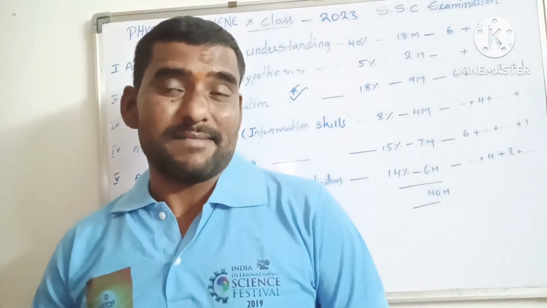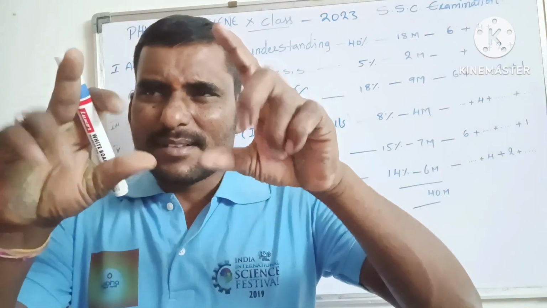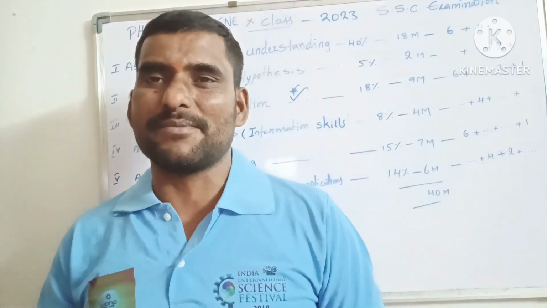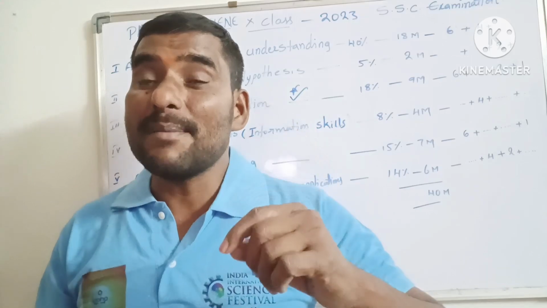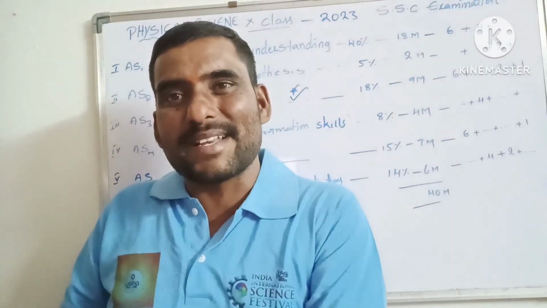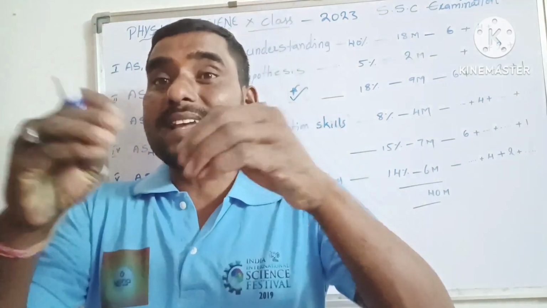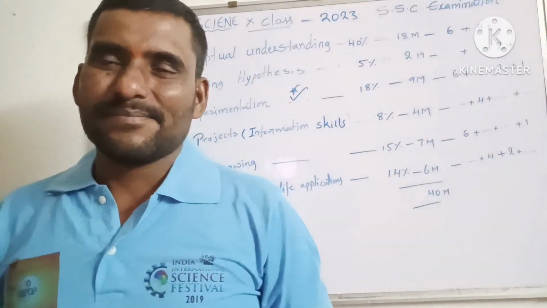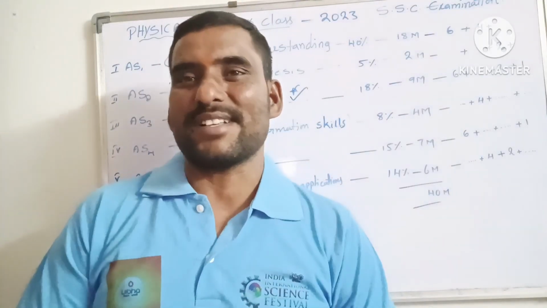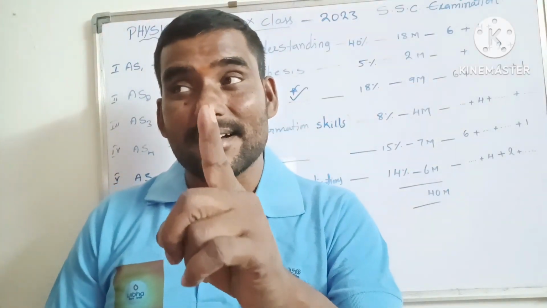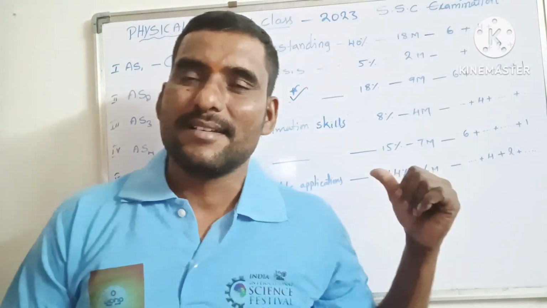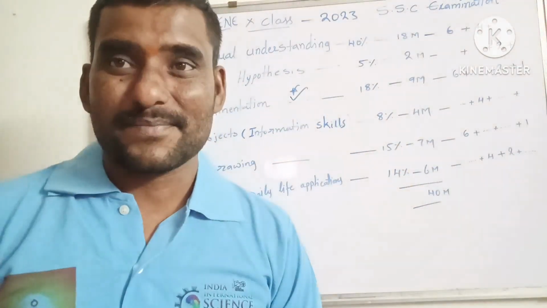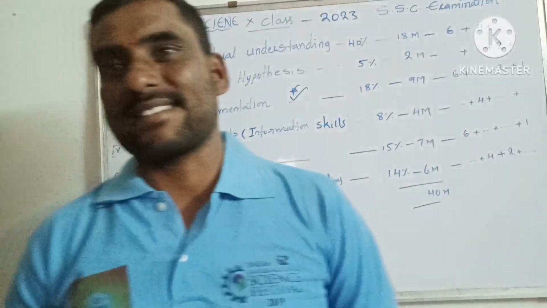In the periodic table, mainly they are going to give electron configurations, 4 or 6 elements. Which elements are in the same group, which elements are in the same period, which are metals or non-metals. Like that they are going to ask. So see, the periodic table is very important for this AS skill. And also acids and bases.